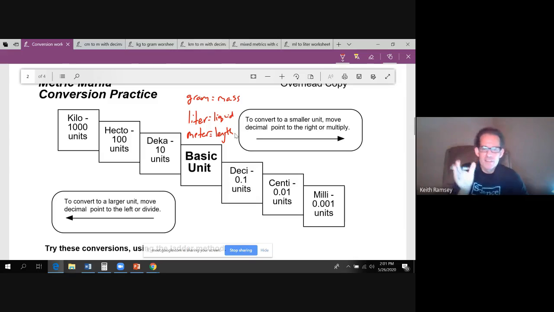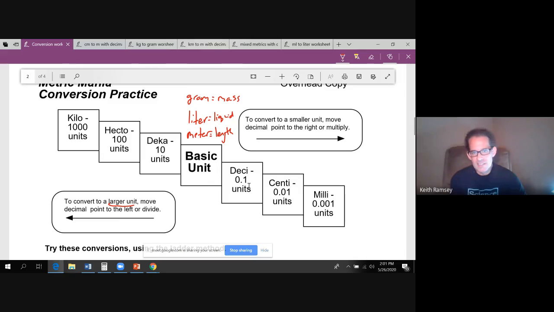Okay, now everything to the left is going to be a multiple of that basic unit. So a decameter or a decaliter or a decagram is just 10. A hecto is 100, kilo is 1,000, okay? So these are getting larger over here. You can see right here, to a larger unit, you move the decimal point this way.